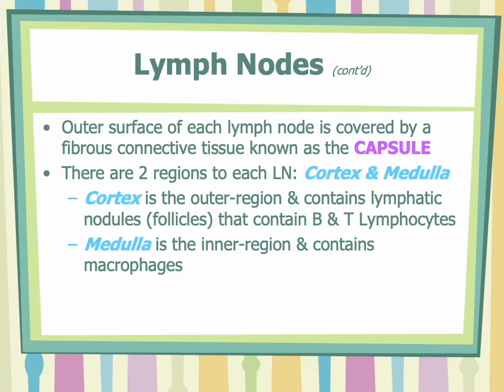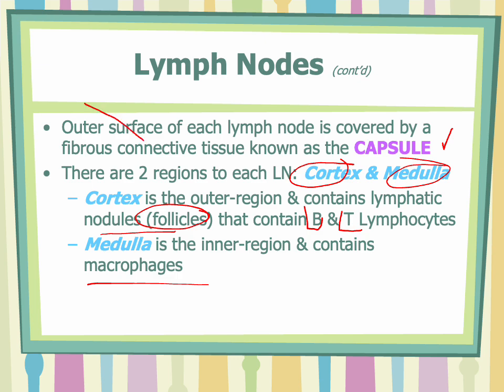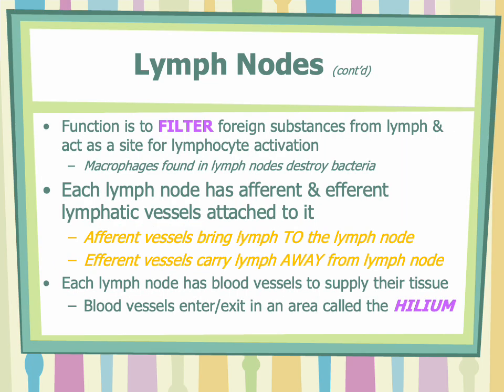Okay, as we have talked about other organs, they follow a similar pattern, or we have classified them in that pattern. They all have a capsule, right? That's a fibrous connective tissue that protects them. And then there are two other regions: a cortex and a medulla. Okay, think about the orange. The cortex is the outer region that contains the lymphatic nodules, also known as follicles, all right? And they contain the B and the T lymphocytes. And the medulla is the inner region that contains macrophages. So think about layers of protection. If something goes in here, it's going to be detected by the B and T lymphocytes or eaten by the macrophages. Okay?